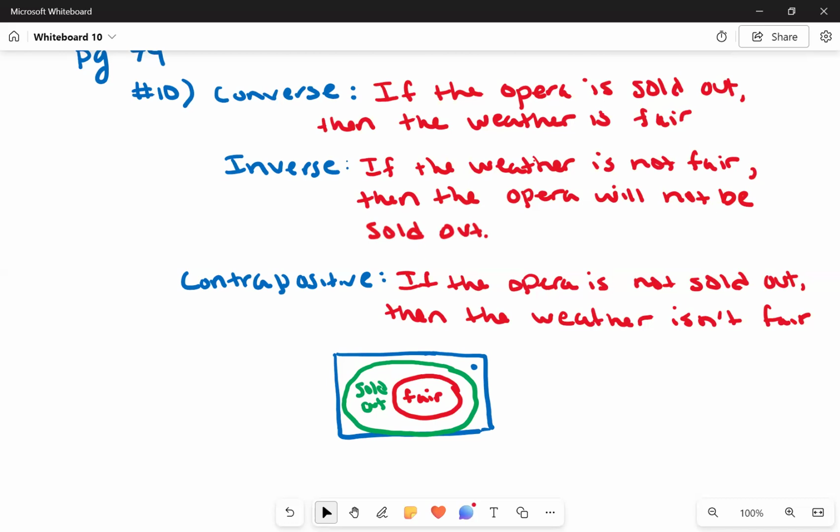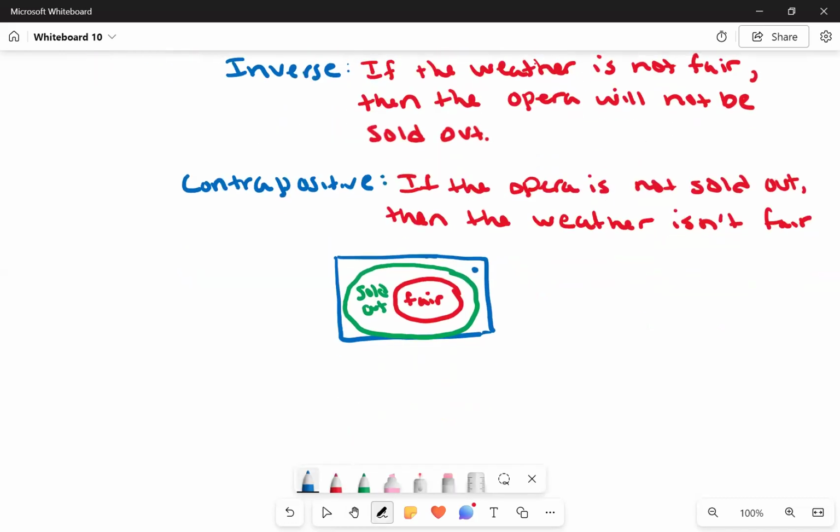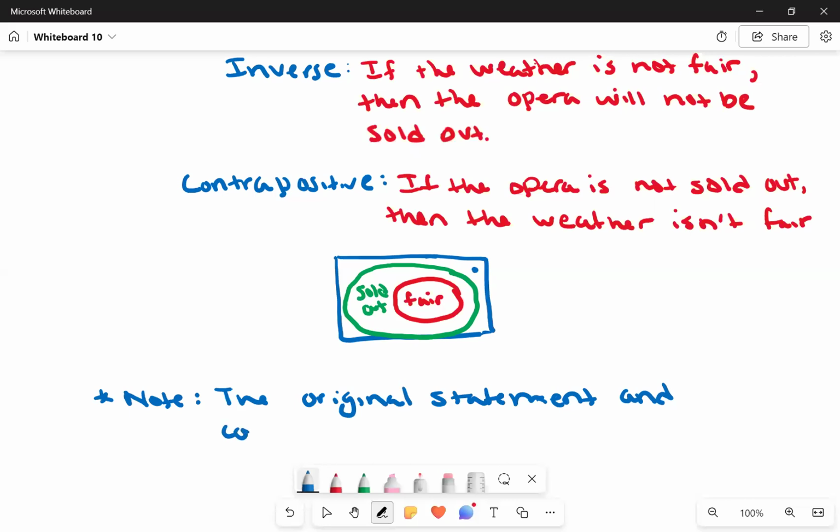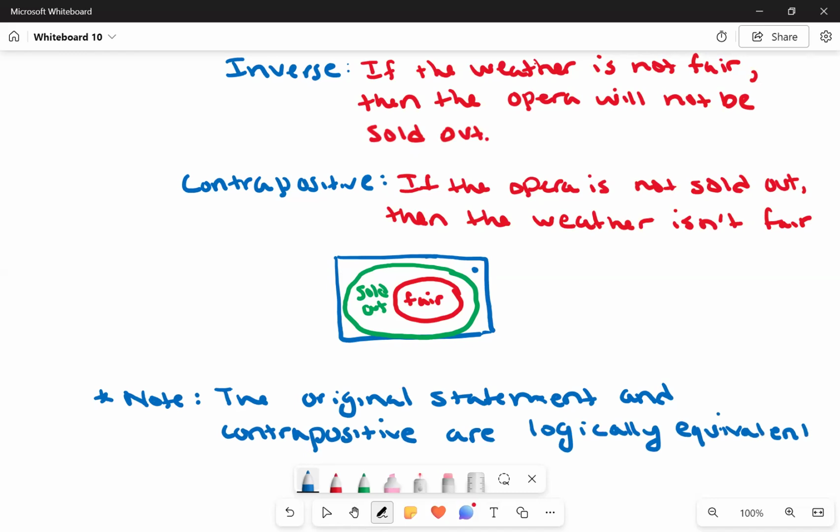Okay. So, let me mention the phrase I used earlier. The note: the original statement and contrapositive are logically equivalent. So if you assume the truth of one, the other must be true also. Okay.